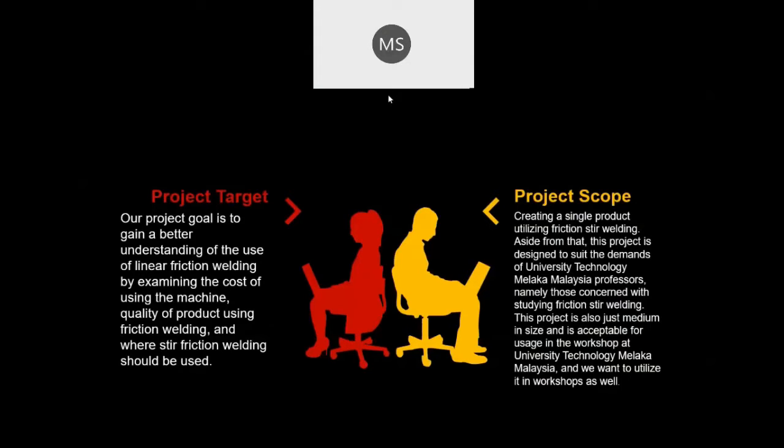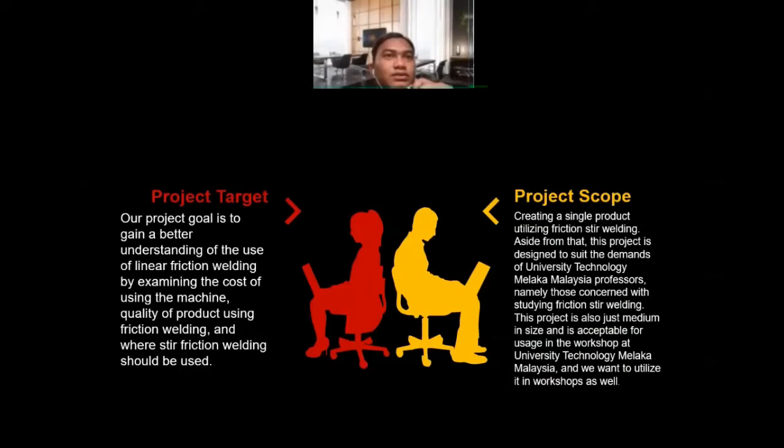Okay, next we go for the project target. Our project goal is to gain a better understanding of the use of linear friction welding by examining the cost of using the machine, the quality of the product using friction welding, and where friction welding should still be used.